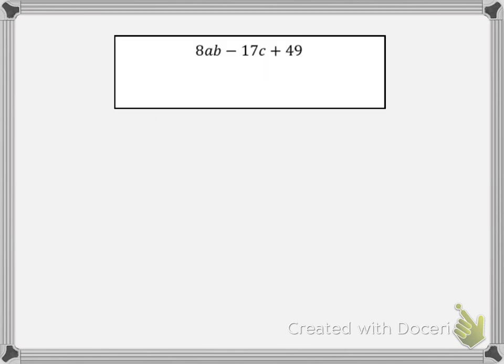All right, let's do one more problem. We have 8ab minus 17c plus 49. If you want, you can take a second and factor out your numbers. 17 is prime, 49 is 7 times 7. So very quickly we see that none of the numbers have any factors in common. Then we turn our attention to the variables. We have an a, we have a b, and we have a c. If this happens and there's nothing that you can factor out from all three terms, we just say that the expression is prime.